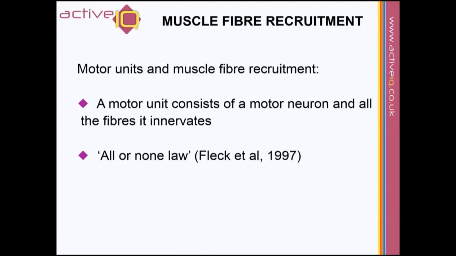This brings about the all or none law. So it's impossible to partially contract a muscle fibre. A muscle fibre either contracts to 100% or it doesn't contract at all. So, in other words, a whole motor unit of muscle fibres will contract to 100% or they won't contract at all. The more muscle units that are contracted for a task, the greater the force that will be developed by those units.